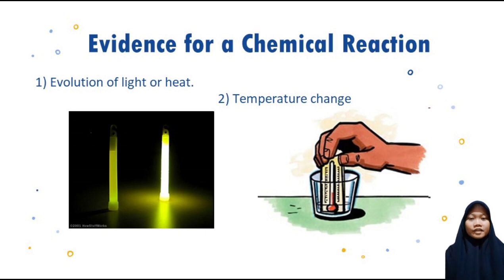Next, evidence for a chemical reaction. First, evolution of light or heat. Second, temperature change. A change in temperature can also be evidence of a chemical reaction. Some reactions give off heat while others absorb it. For example, when you mix baking soda and hydrochloric acid, the reaction absorbs heat and the mixture gets colder.